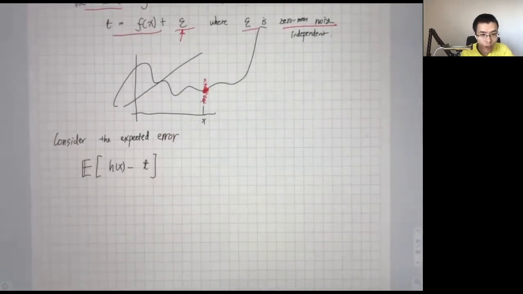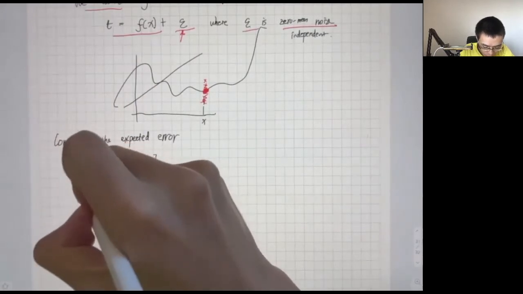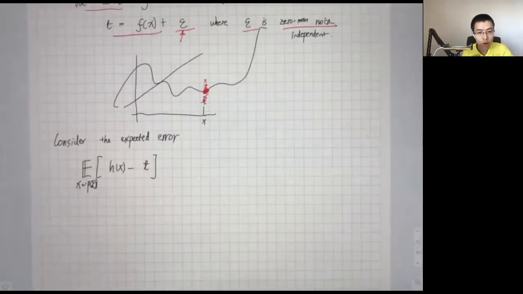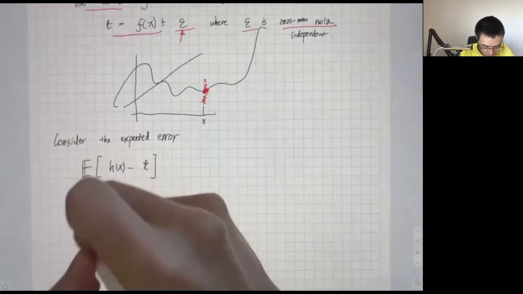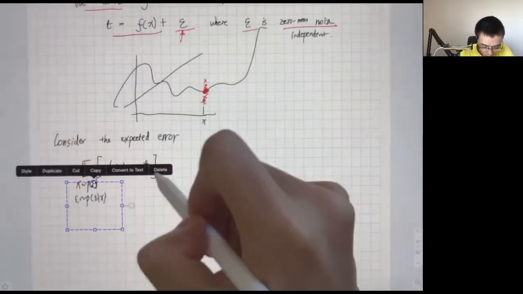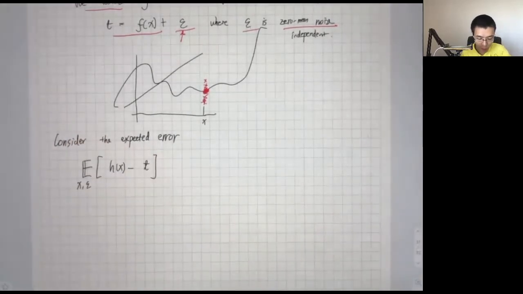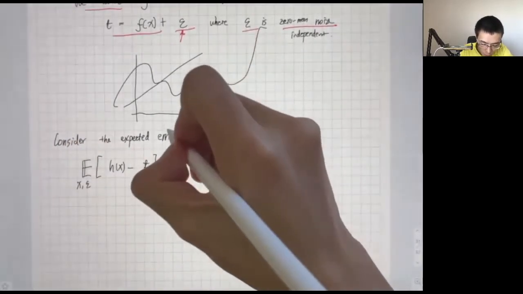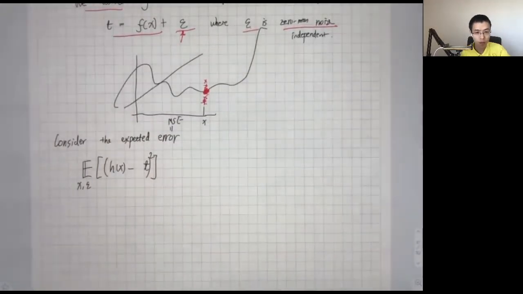So we should be careful. What is the expectation? My data x is generated by some distribution, and then for an x, I generate t by having f of x, which is a constant, not a random variable, plus some noise epsilon, which is a random variable. Epsilon is generated by p of epsilon given x. So I can concisely write the expectation over x and epsilon. And we consider the error, which is the mean square error.